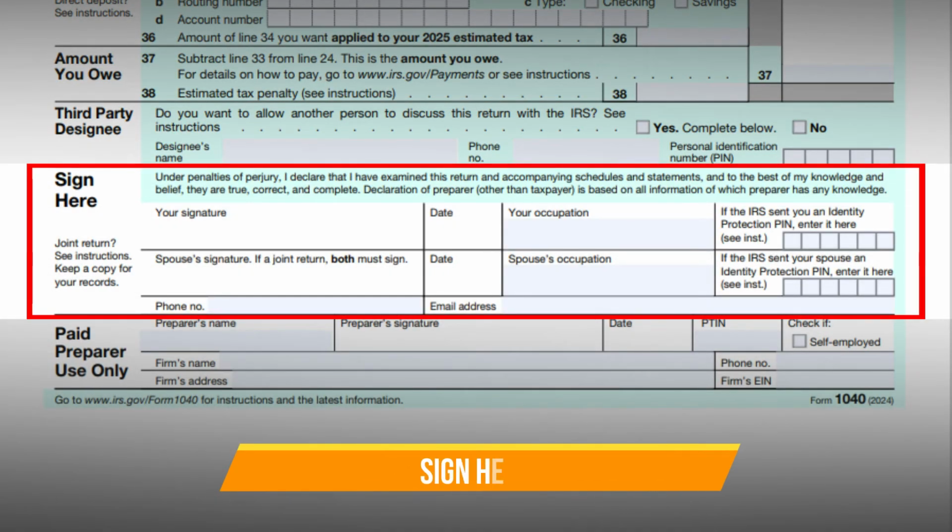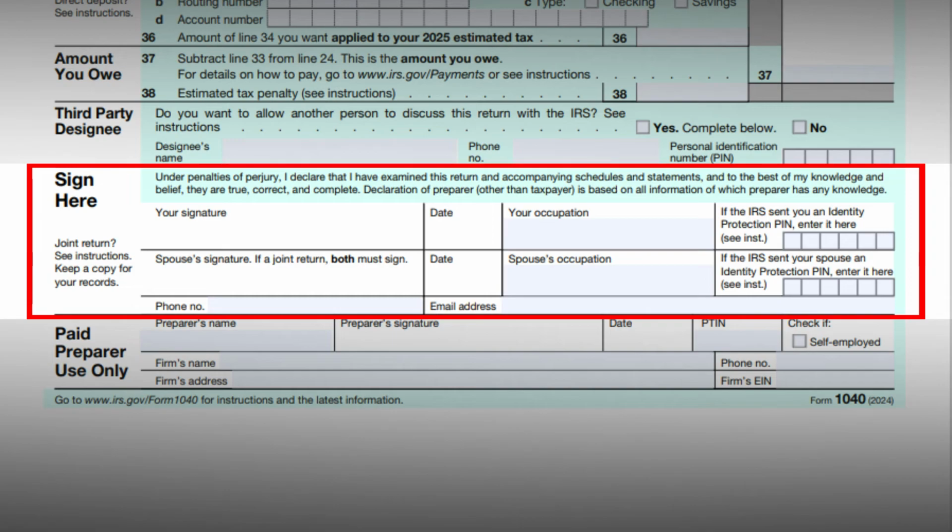The Sign Here section is the final part of your IRS Form 1040 where you officially declare that the information you've provided on your tax return is true, correct, and complete. Here's what each line means. Your signature. You, as the taxpayer, must sign here to declare that the information you've provided is accurate. Date. The date you sign your tax return.